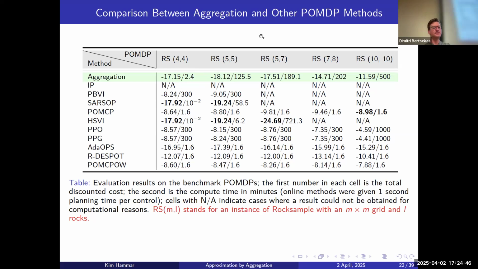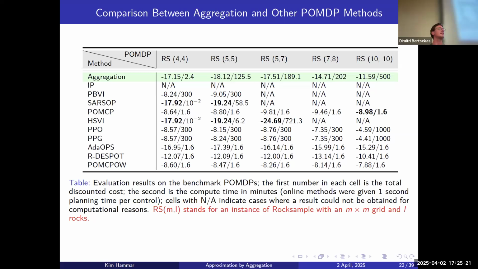Another nice property of aggregation compared to the other methods is that aggregation, as we saw, has certain theoretical performance guarantees, whereas many of these methods are mainly based on heuristics and lack such guarantees. So I would say that the main takeaway is that aggregation is a very scalable method that can give you very near optimal performance in practice. And it also has this nice benefit of theoretical guarantees in certain cases.